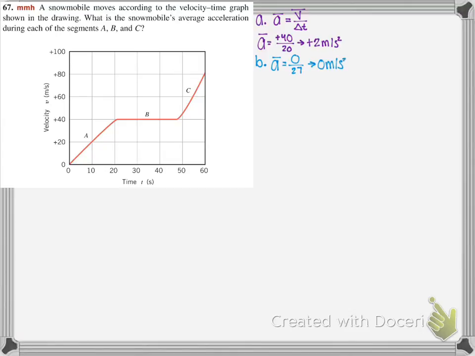Segment B equals 0 because it's not moving up or down, it's staying constant over a period of time, which is estimated to be around 27 seconds since it's not an exact number here, which still gives you 0 meters per second squared. And then segment C gives you a positive 40 meters per second over around 12 seconds, which gives you 3.33 meters per second squared.